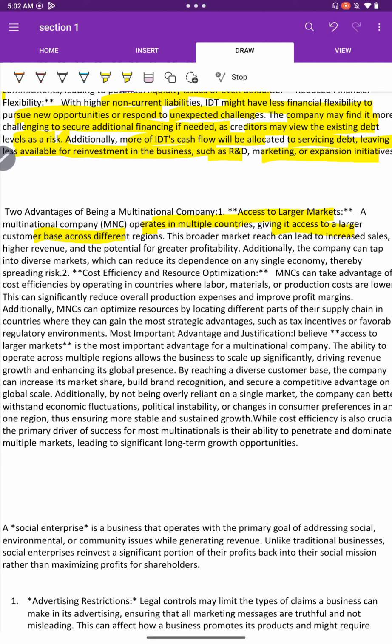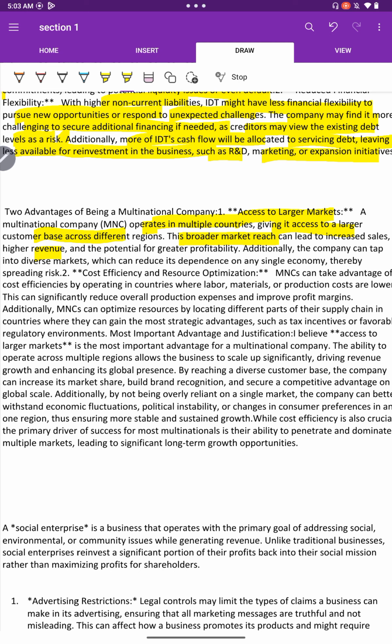We know that MNC is working in more than one country. So of course that's why it would be easy for the MNC to access larger markets, and they will have more customers. So this broader market reach can lead to increased sales and higher revenue. You just need to write till here.